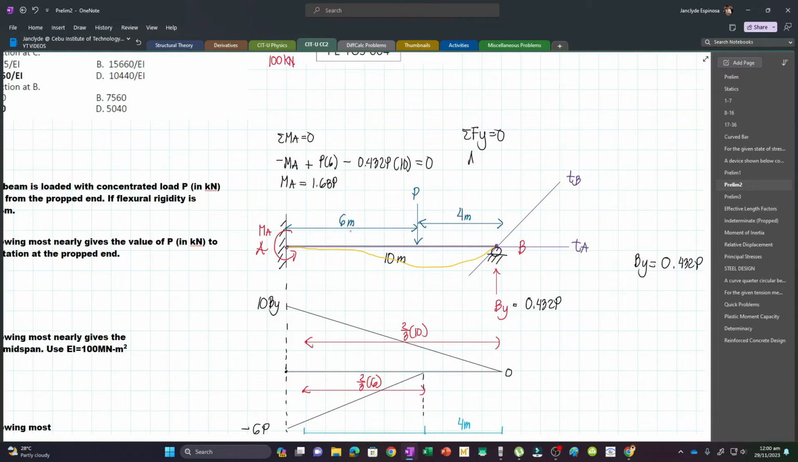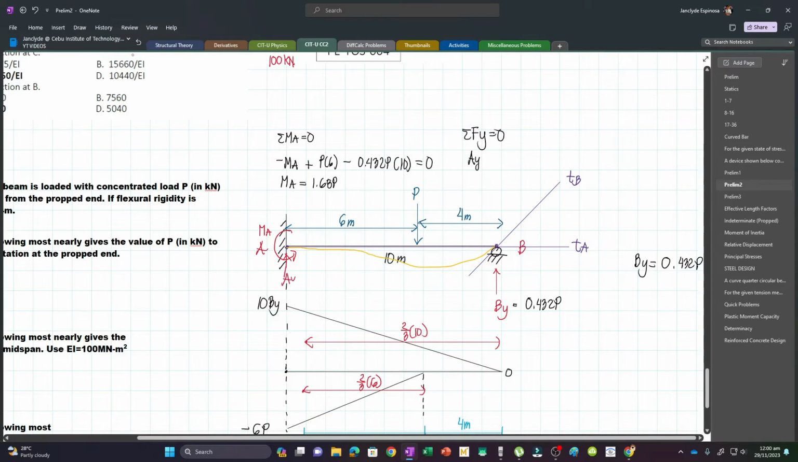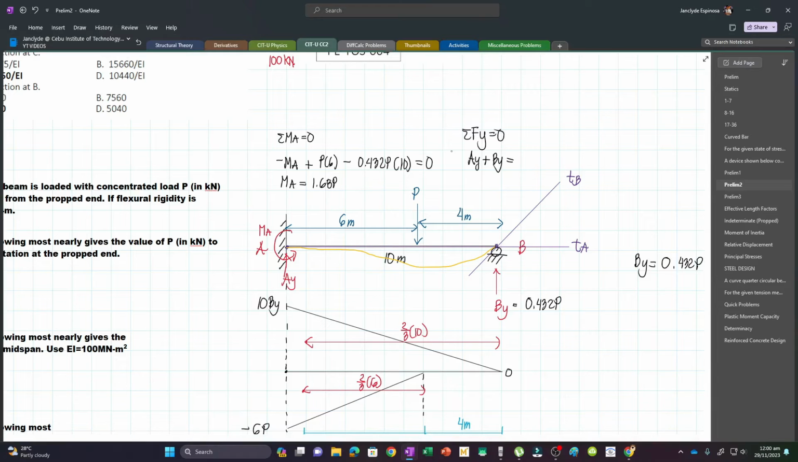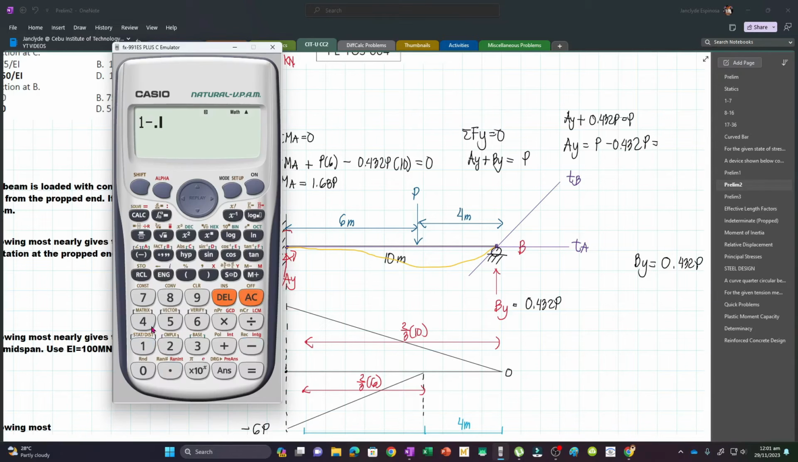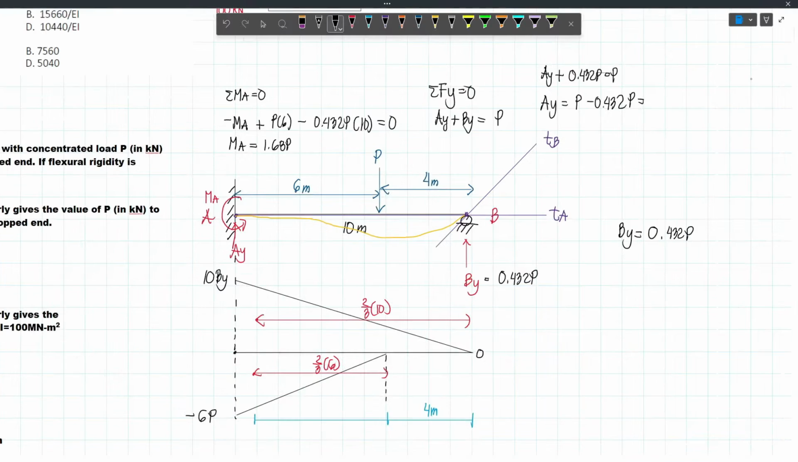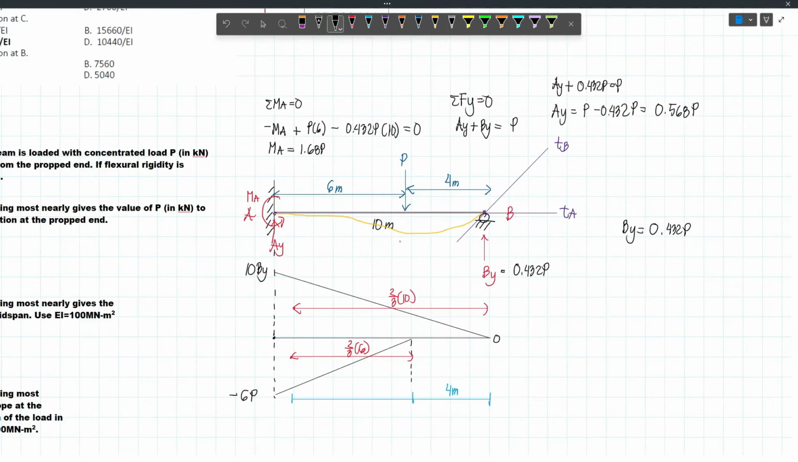And then, let's also take sum of moments, vertical forces. So, essentially, upward forces lang atong i-equate. So, kana, buta lang ta AY. So, AY plus BY is equal to kani siyang P. Again, upward forces ni nato, kani downward force. And so, may mo ni siyang AY plus atong BY kay 0.432P, and then equal to P. Now, kani siya, pwede ni nato ma-move sa right, and then masolve na nato ang AY in terms of P. So, essentially, AY is equal to P minus 0.432P. And so, kana siya, may mong 0.568p. So, 0.568p. Kaya siya. And then, ang atong MA, 1.68p.